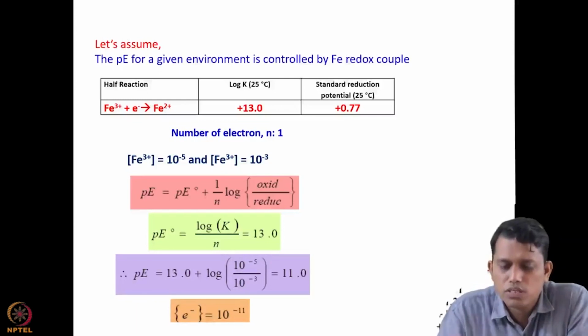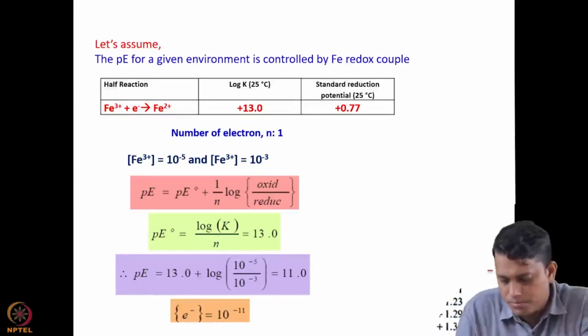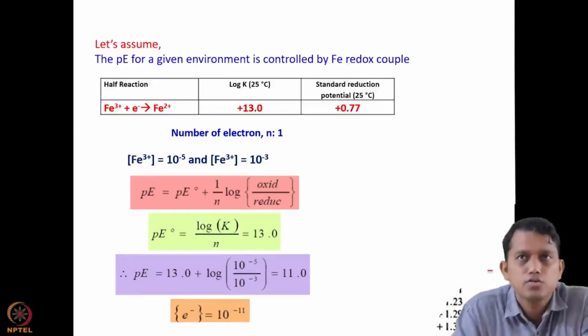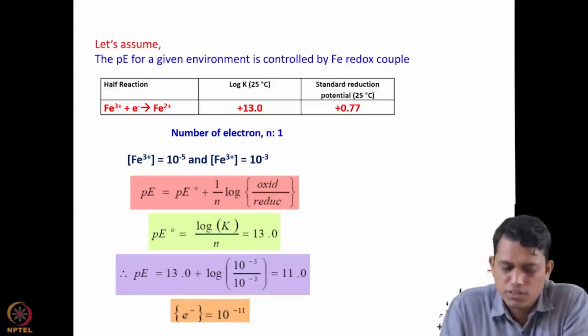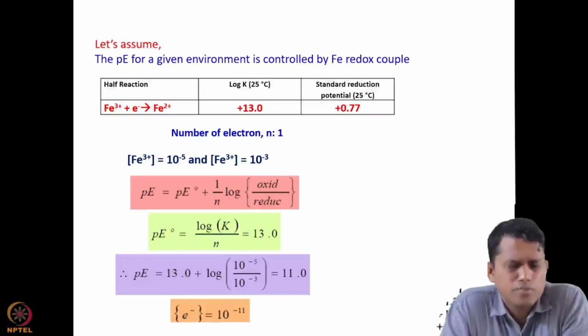I have shown you that pE naught is nothing but log K upon n. And from the previous table, you can see that n for this reaction is 1. The oxidized species and reduced species concentrations, suppose you know them. You just simply put these values in this equation, that pE is nothing but pE naught, which is coming 13, plus log of the concentration ratio, and you get a pE value of 11.0. From that you can compare the electron activity. So you see that from this simple equation, having some redox potential, we have tried to find out the concentration, or you can say the activity, of the electron in the media.